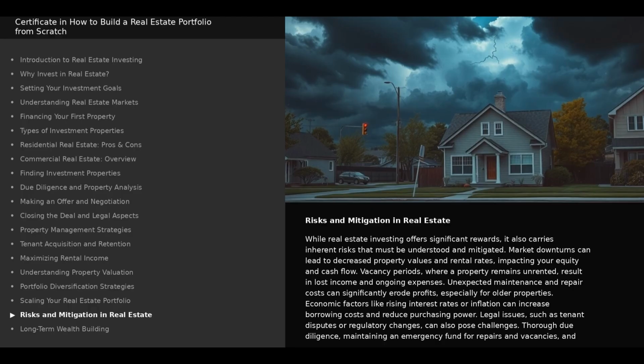Economic factors like rising interest rates or inflation can increase borrowing costs and reduce purchasing power. Legal issues, such as tenant disputes or regulatory changes, can also pose challenges. Thorough due diligence, maintaining an emergency fund for repairs and vacancies, and diversifying your portfolio are crucial mitigation strategies. Staying informed about market conditions and having adequate insurance coverage further protects your investments. Proactive risk management is essential for long-term success and resilience.